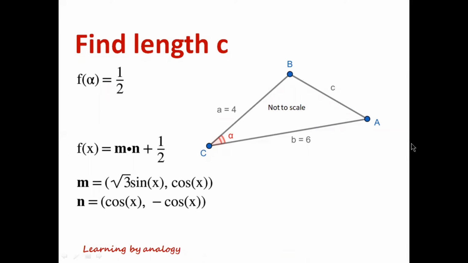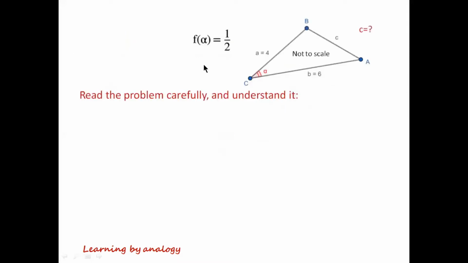f(α) = 1/2. f(x) equals the dot product of vectors m and n plus a half. m = (√3 sin x, cos x). n = (cos x, −cos x). Find length c.